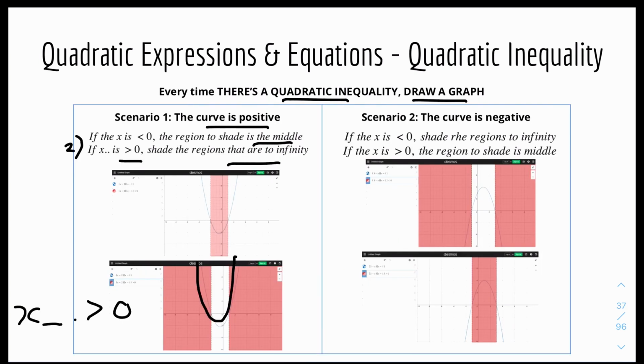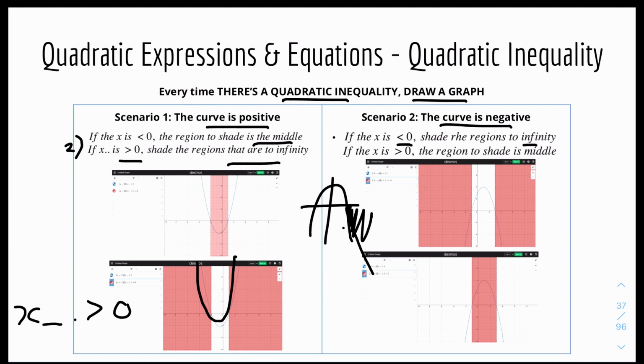And then scenario 2 where the curve is negative, if the equation with x is smaller than 0, then you have to shade the region to infinity, which is basically the opposite. Because you can see right here, if this graph is negative, and you're just trying to find the value of x which is smaller than 0, it'll be from this point onwards.